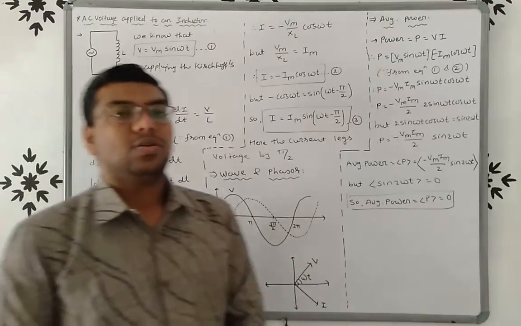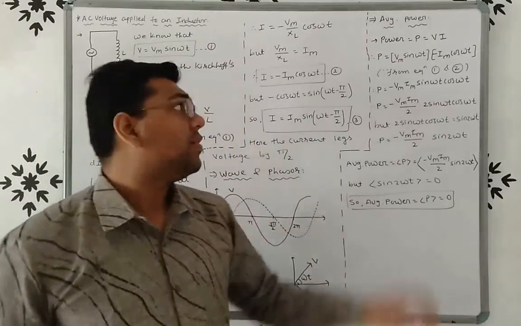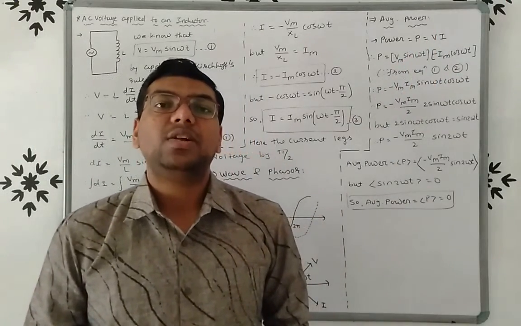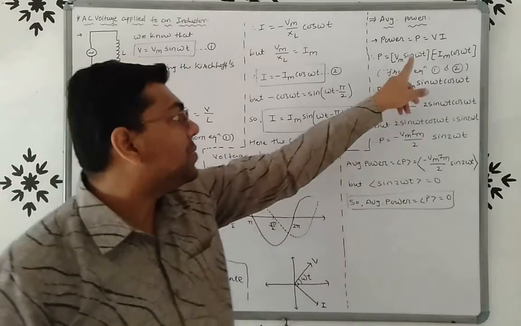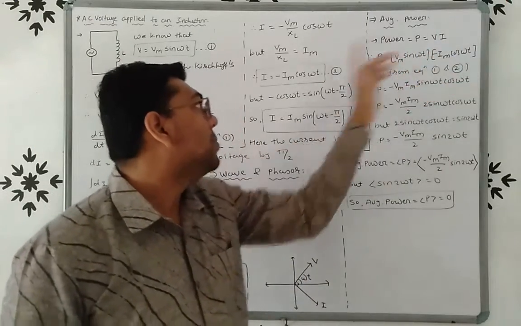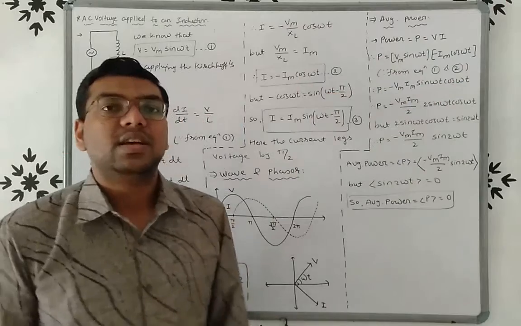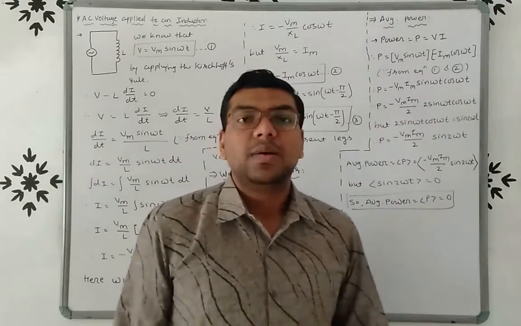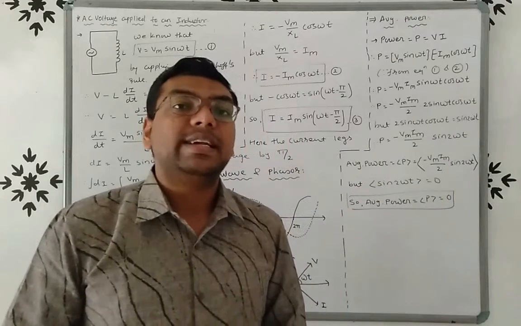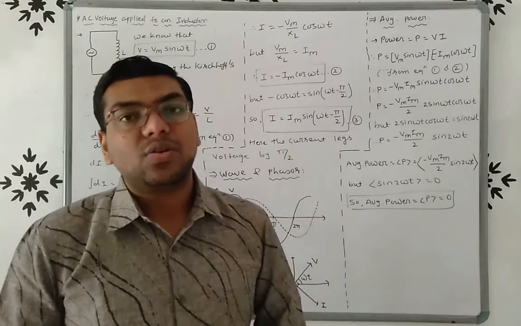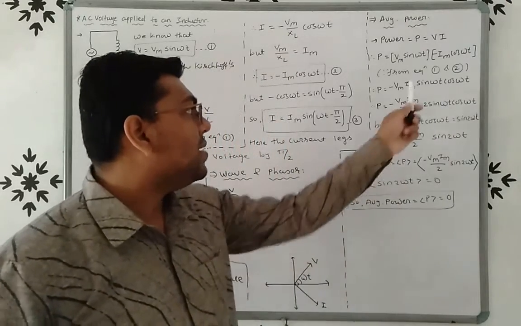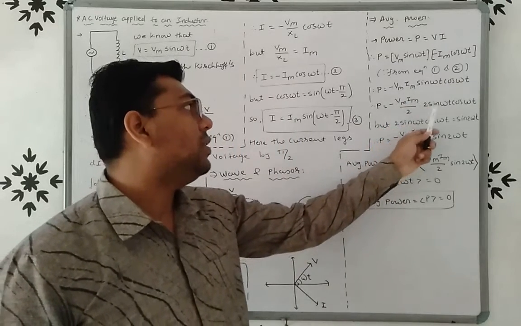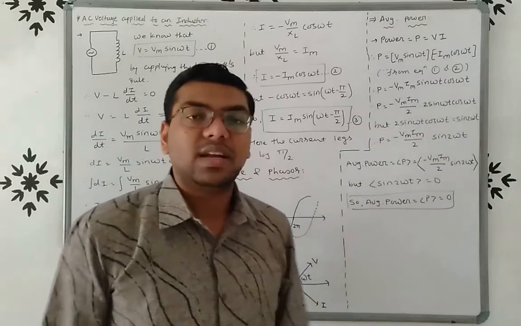So to find the average power, we know that P is equal to VI, but from equations 1 and 2, V is equal to Vm sin omega t, I is equal to minus Im cos omega t. So minus Vm Im sin omega t cos omega t. But we know that sin 2 theta is equal to 2 sin theta cos theta. So here we multiply and divide this equation by 2. So minus Vm Im by 2 into 2 sin omega t cos omega t.